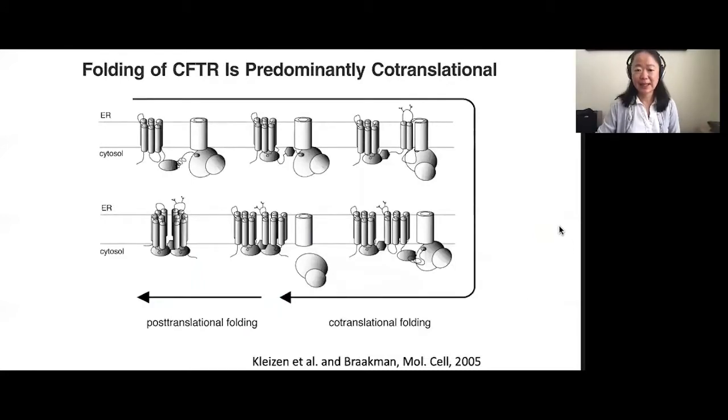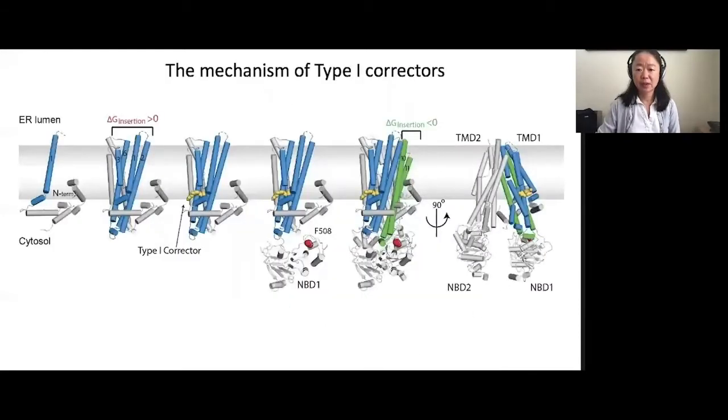Lastly, but not least, the work from Bookman's lab has shown that CFTR folding occurs mostly co-translationally. So as the peptide emerges from the ribosome, TMD1 is synthesized first. So it becomes partially folded in the membrane, waiting for the rest of the protein to be made. Putting all this information together, we propose a model that could explain a lot of data in the literature on why the type 1 correctors can improve CFTR folding.